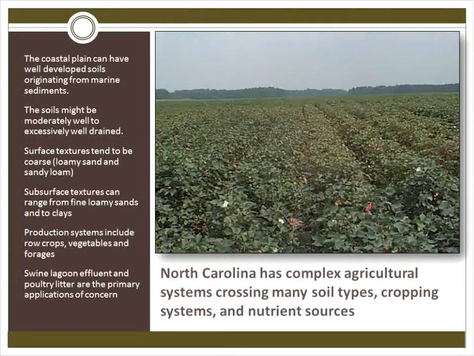In addition, we have the coastal plain area, which has lots of different types of soil, some of which developed from marine sediments. They are anywhere from excessively well drained to poorly drained, depending on the catena that they're in. Oftentimes the surfaces are fine loamy sands, and occasionally you'll have clays. We produce everything from row crops to vegetables to forages. And a lot of these soils is where the swine lagoon effluent is applied, because the majority of the swine production is in the coastal plain of North Carolina.